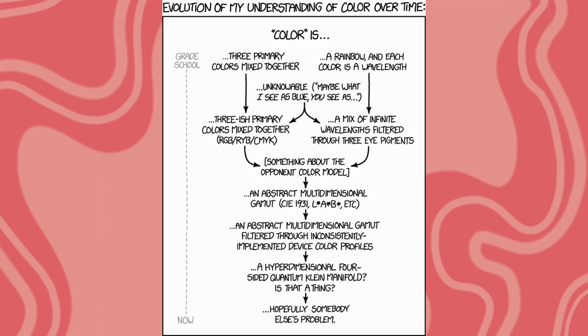Color can be described in two ways, and one philosophical way. We're going to start on the left, go to the right, and then go down the middle. So, color is three primary colors mixed together, or kind of three-ish primary colors mixed together, that being the red-green-blue model, the red-yellow-blue model, the cyan, magenta, yellow, and key model, key meaning black. Color is a rainbow, and each color is a wavelength, which means that it's a mix of infinite wavelengths filtered through three eye pigments, those being red, green, and blue.